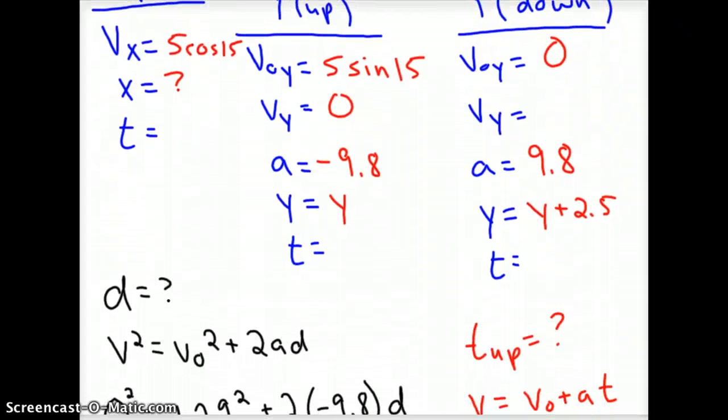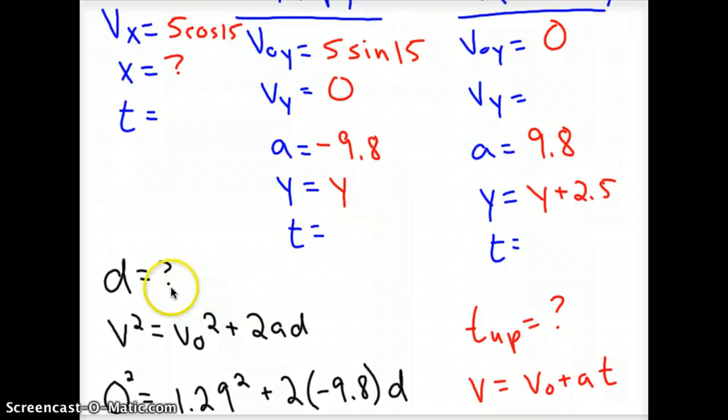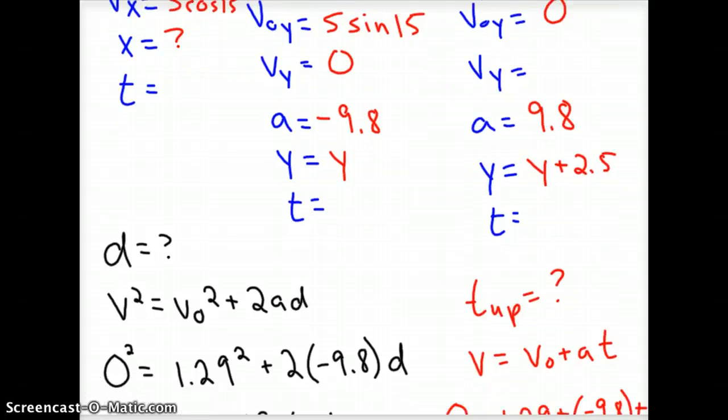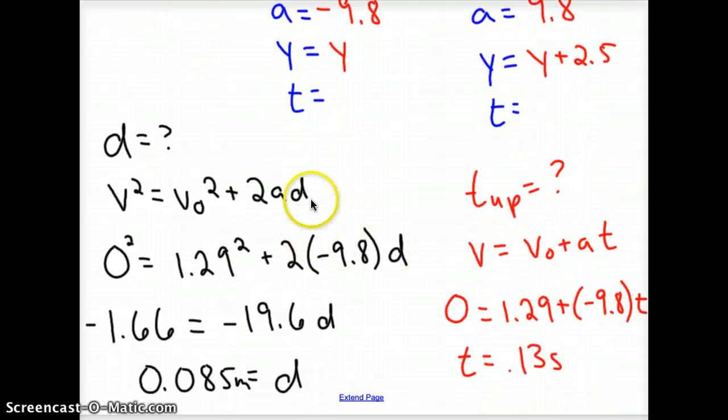So the first thing I'm going to do is find the distance that he travels up and the time he travels up. I'm going to choose two different kinematics equations. I'm going to go ahead and take 5 sine 15 and get this 1.29. Substitute into v squared equals v naught squared plus 2ad. Plug, chug, algebra. So he's jumped up about 0.085 meters, which is 8.5 centimeters. The time it takes him to reach that is 0.13 seconds. Again, choose an equation, plug, chug.